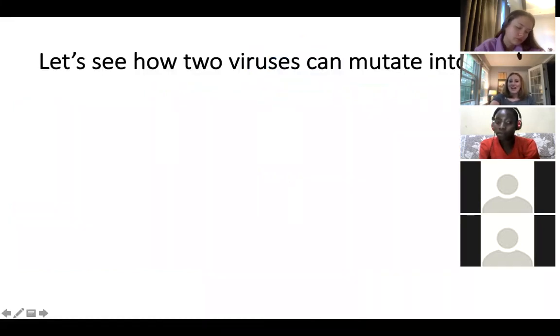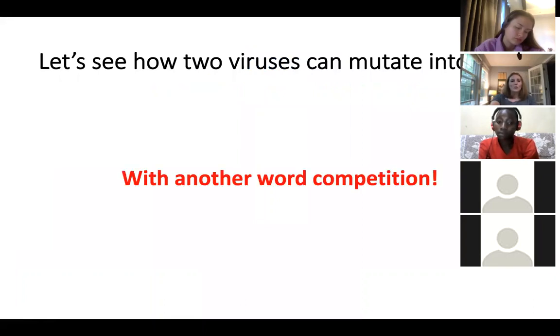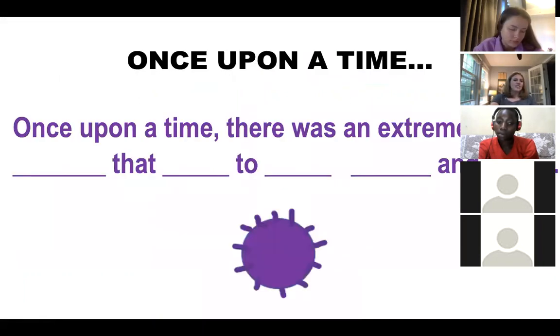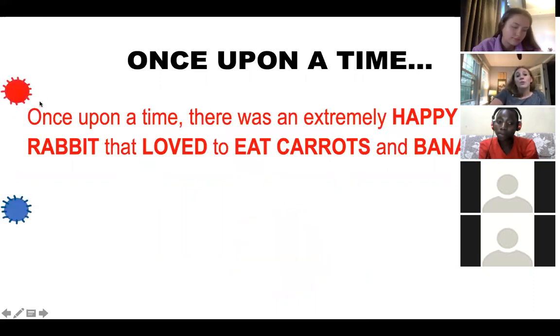So going back to how 2 viruses can mutate into 1, we're going to do another word competition. Yay! We're going to work with another model. Here's an example first, just to make sure everybody understands. It's going to be just a once upon a time example with a sentence. So what you're going to see is that I'm going to be filling in these blanks with a red sentence.